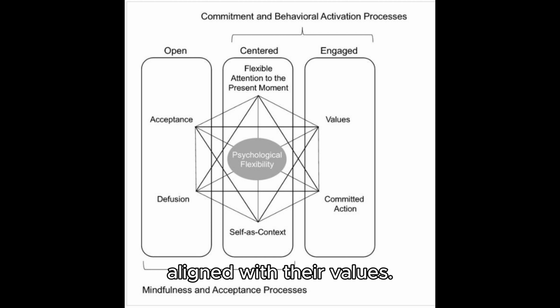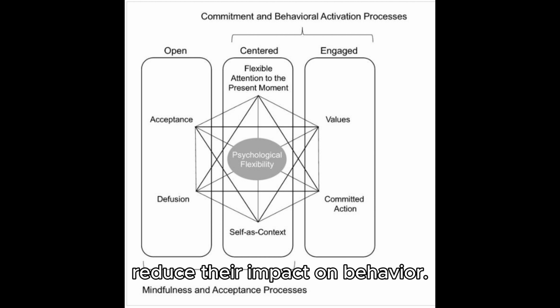aligned with their values. Unlike traditional emotion regulation models, ACT focuses on reducing the impact of emotions on behavior rather than simply feeling better. ACT does not aim solely to reduce emotional distress, but to facilitate values-based living. By learning new ways to experience and express emotions, individuals can act more effectively, guided by their values. The goal is not to eliminate difficult emotions, but to reduce their impact on behavior.